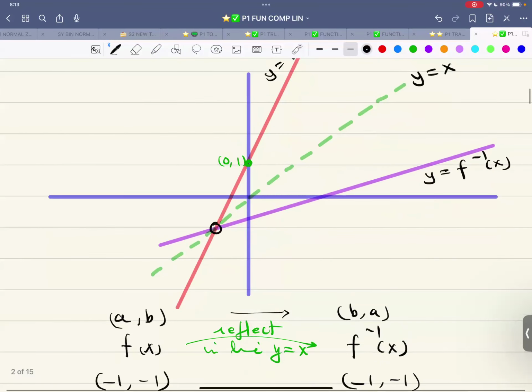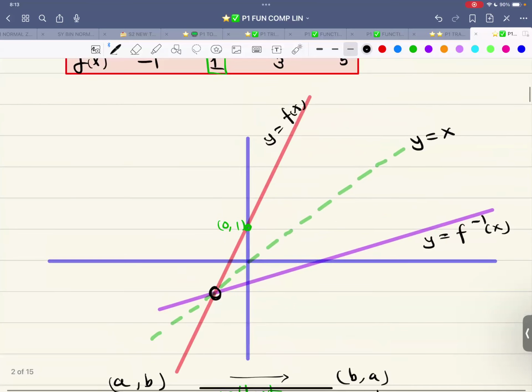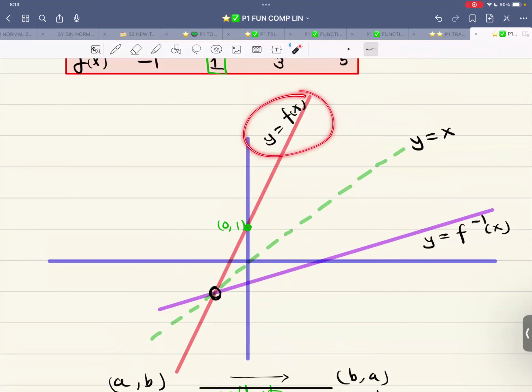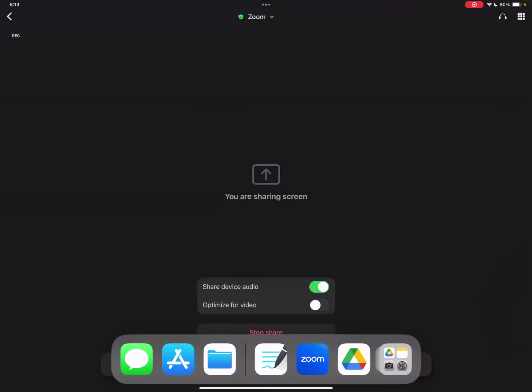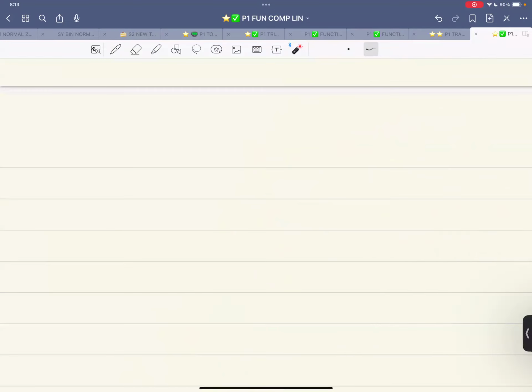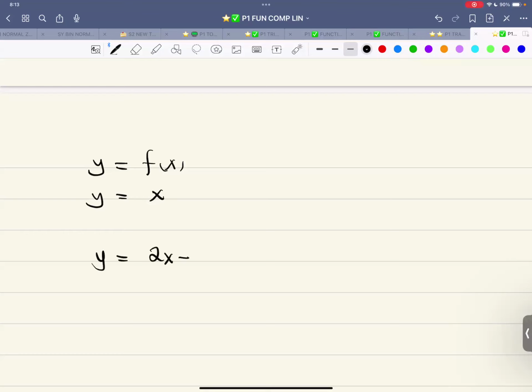Now, if I'm interested in finding this point of intersection, what are the different options that I have? I can solve f(x) and y = x. I can solve y = x and y = f inverse x. I can solve the red and the purple line, which is the original and the inverse function. All good, all clear? Yes, everything is good. So now the first thing that we need is that y = f(x) and y = x. We know that f(x) is 2x + 1, and we know that y = x is the other line.